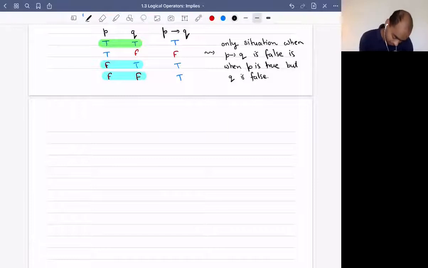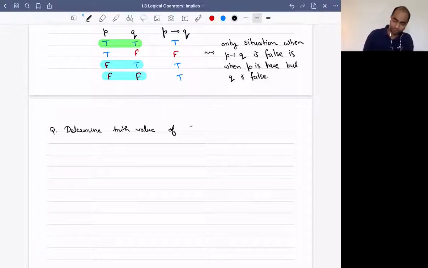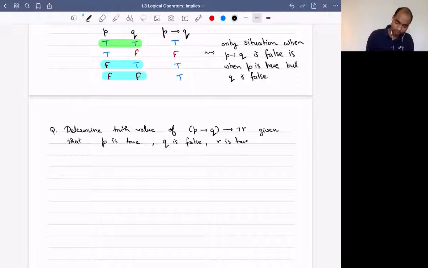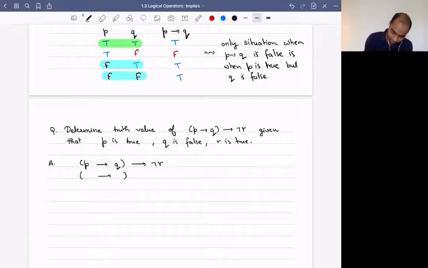So for example, let's do a quick problem. Determine the truth value of P implies Q implies not R, given that as before, P is true, Q is false, and R is true. So remember that we just treat this as if it were arithmetic. So we start from the innermost bracket and then move outward. So I'll just quickly do the solution. So we have P implies Q implies not R. I'll first replace P, Q, R with the corresponding truth values. So P is true and R is true and Q is false.